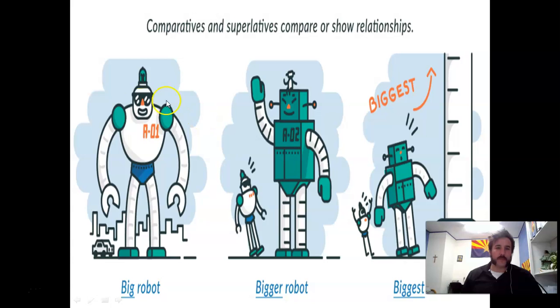Here's another good example. Here's a big robot. Hopefully it's a friendly robot, not going to take over the world. But anyways, what kind of robot? Big robot. Then, there's a bigger robot. Notice how many are being compared. Only two. That's why you use the ER ending. And then if you have three or more, then it's the biggest robot because you're comparing three or more things. Then the EST is correct. And yes, you do sometimes need to double the G, but that's for a future lesson.